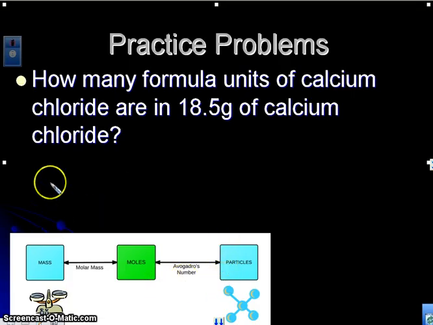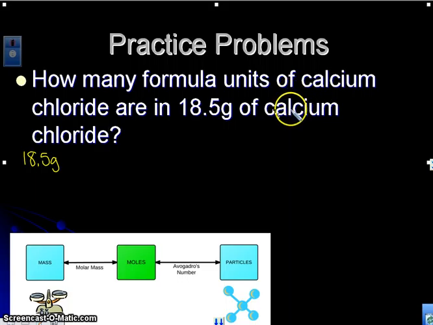So let's look at how we would do that. We have 18.5 grams of calcium chloride. Now, we need to figure out the formula for calcium chloride. I'm hopeful that you remember how to do this because it's going to be important to be able to do this for the rest of the year.